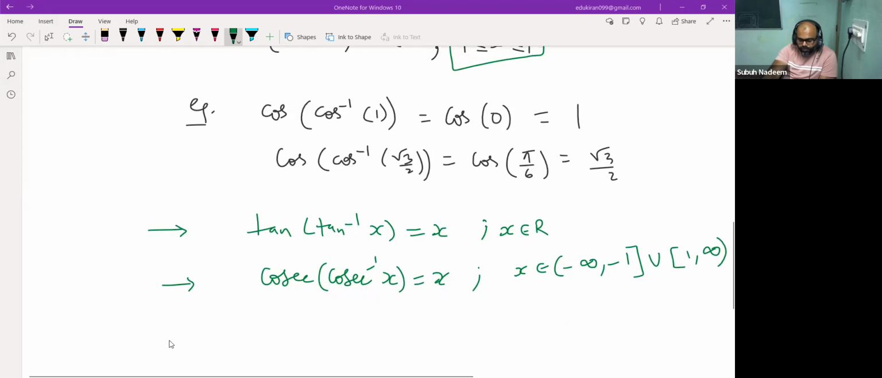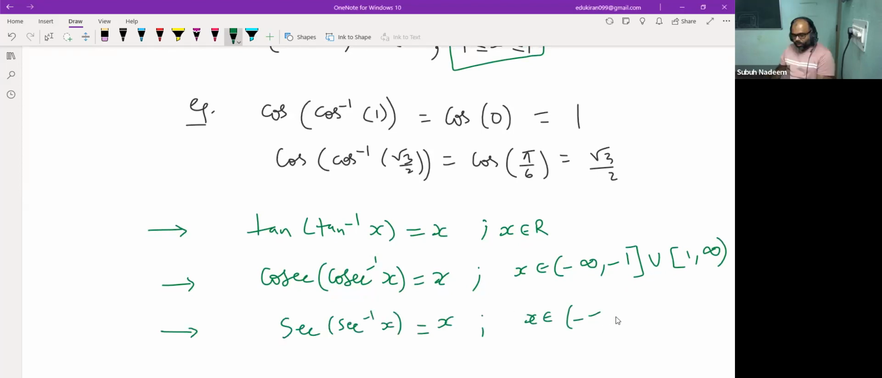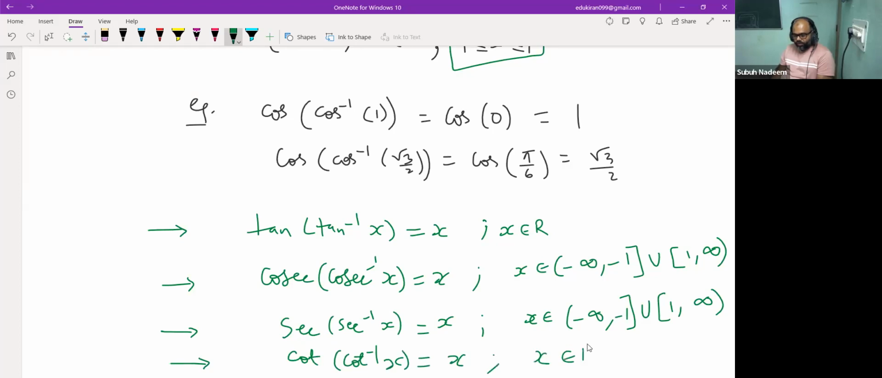Then we have sec of sec inverse. Condition is the same as cosec. So it is minus infinity to minus 1, union 1 to infinity. Cot of cot inverse x is also x. Here x belongs to real numbers.